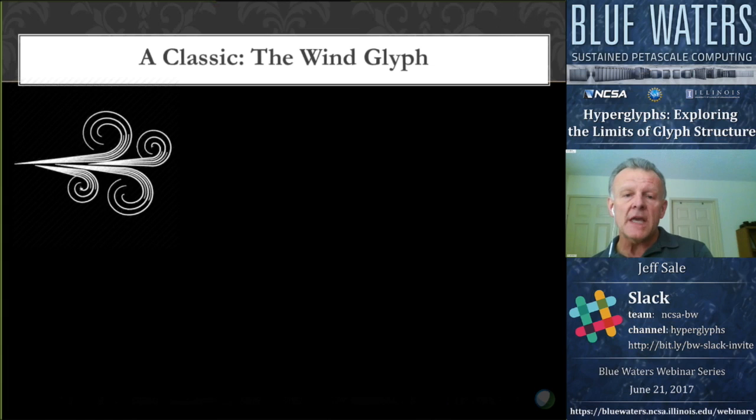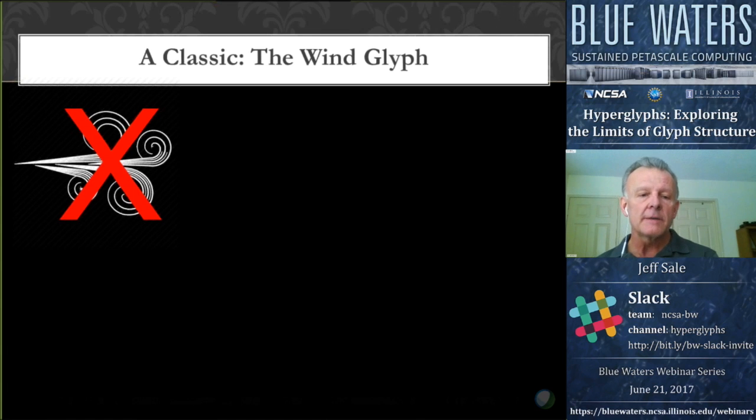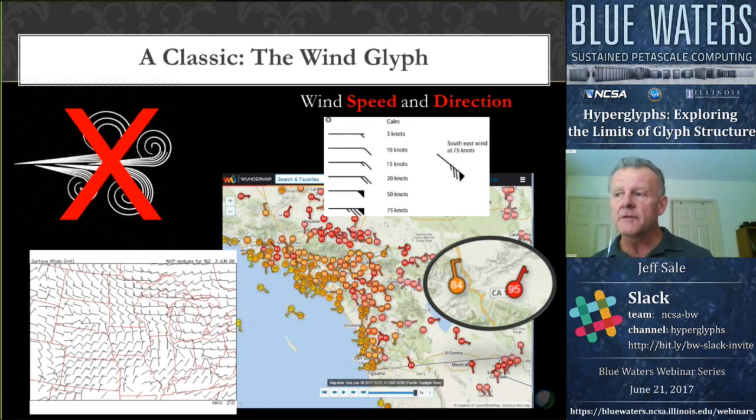Just one real simple example of a classic glyph. Many of you may already be familiar with the wind glyph, and that's not the little puffy puff of smoke there. Wind glyphs have been around for many decades. They're basically defined with a direction and a magnitude, but the magnitude of the wind is identified by little tiny tick marks that extend off the tail of the glyph.